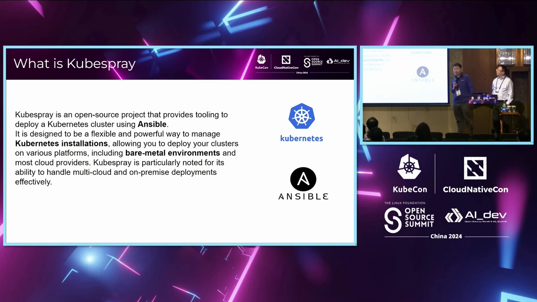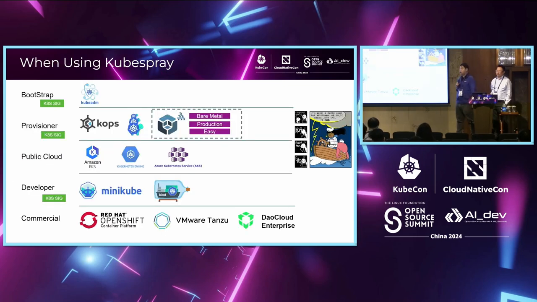So firstly, what is Kubespray? Kubespray is a sub-project of Kubernetes. It can use Ansible to deploy a Kubernetes cluster in a bare metal environment. It can also use Terraform to provision virtual machines in the cloud environment. So it's very useful to deploy Kubernetes.